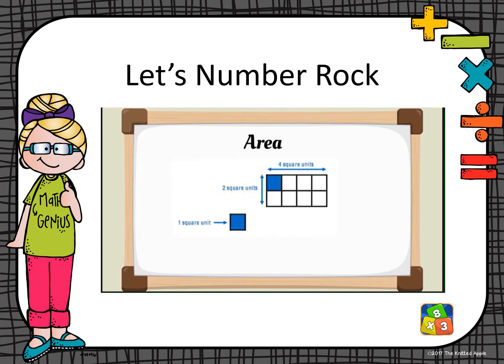Looking at this rectangle, we can count 4 unit squares as its length and 2 unit squares as its width. Area equals length times width. So 4 times 2 equals 8 unit squares.